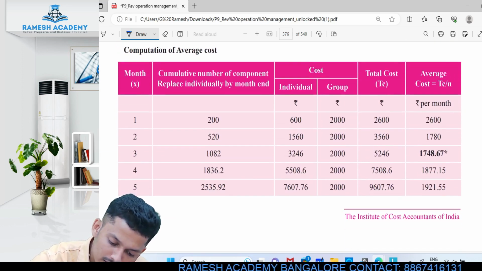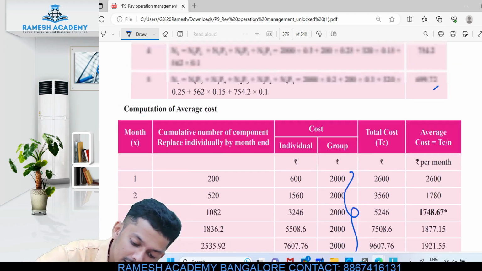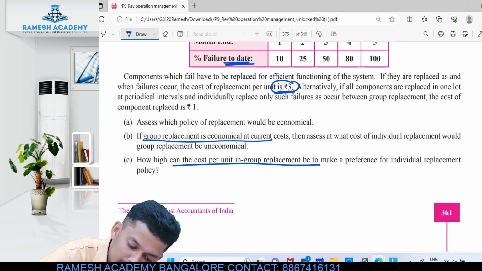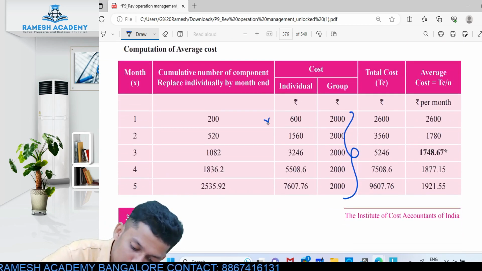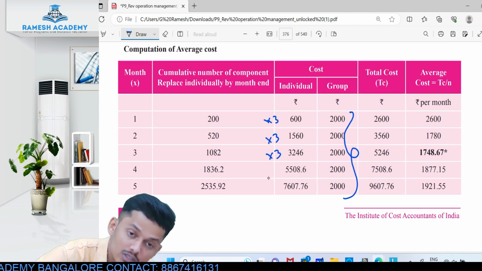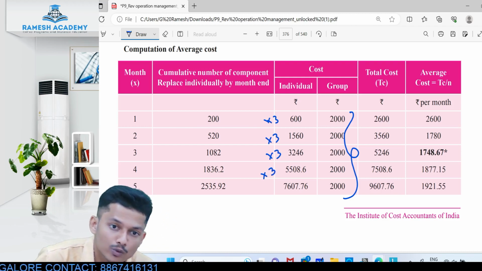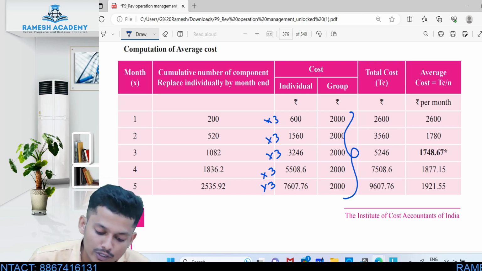Okay, and this you know already how it has come. Individual cost is, they told, per element it is 3 rupees, correct? See, per replacement it is 3 rupees. So number of such replacements into 3: this is 200 into 3, 520 into 3, 1082 into 3, 1836.2 into 3, 2535.92 into 3, you will get this.